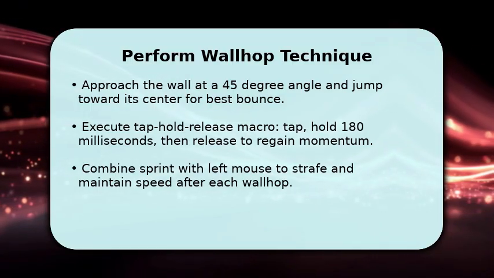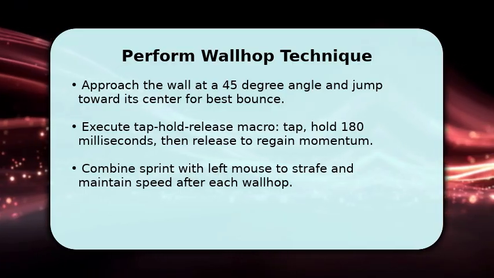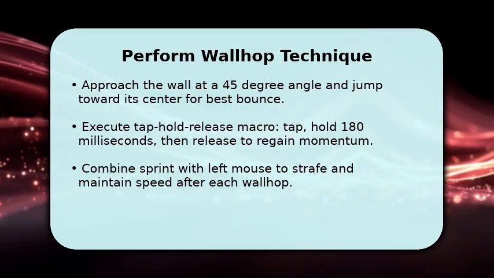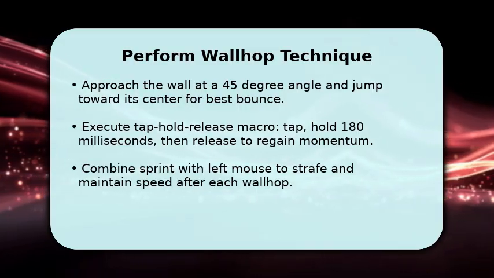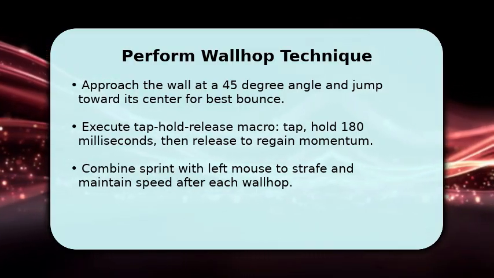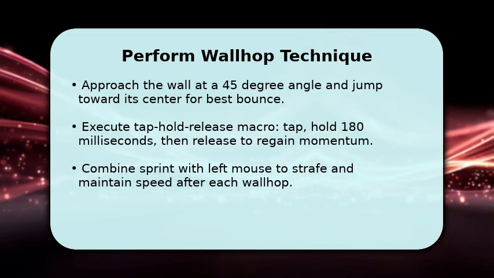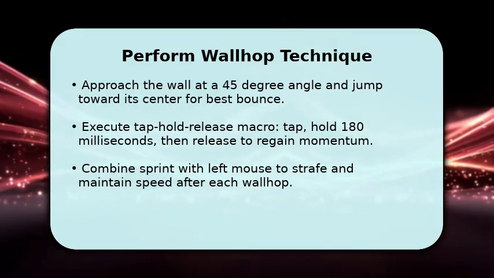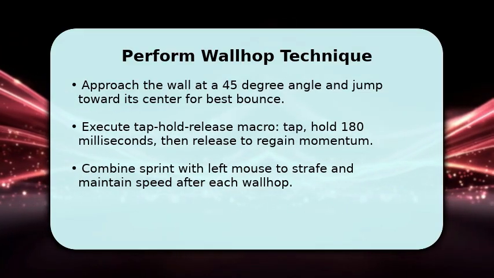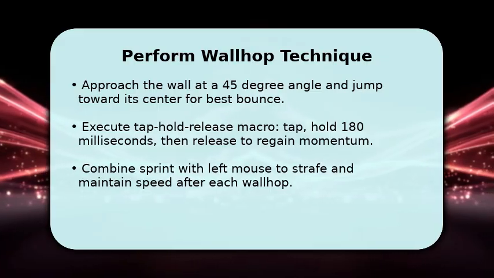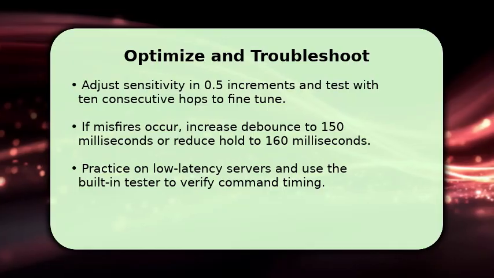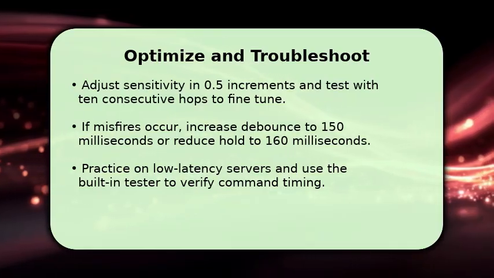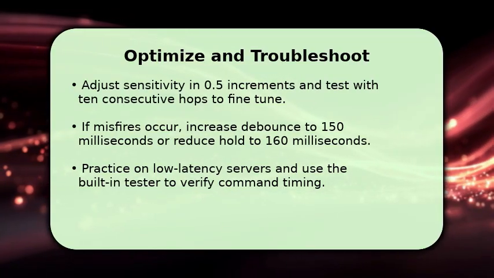Combine sprint with left mouse to strafe and maintain speed after each wall hop. Repeat the sequence while chaining strafe inputs to move across multiple walls without losing velocity. Adjust sensitivity in 0.5 increments and test with 10 consecutive hops to fine-tune your feel. If misfires occur, increase debounce to 150 milliseconds or reduce hold to 160 milliseconds and retest immediately.